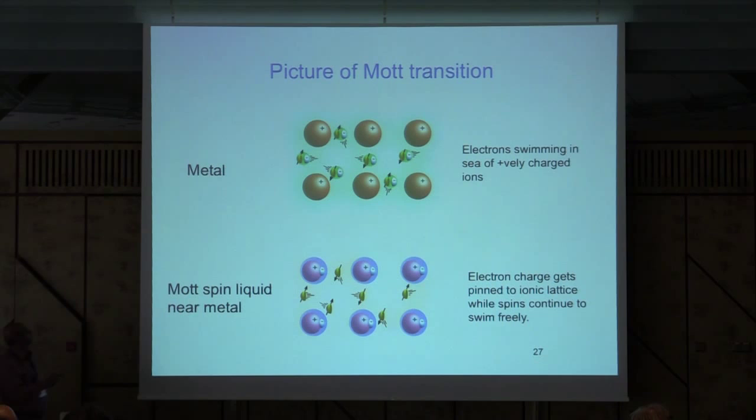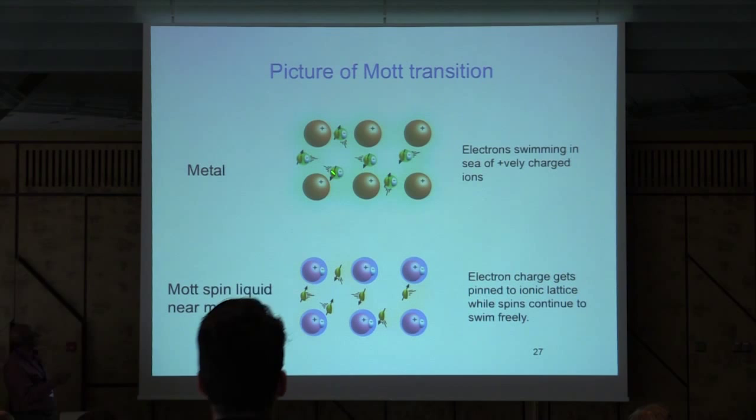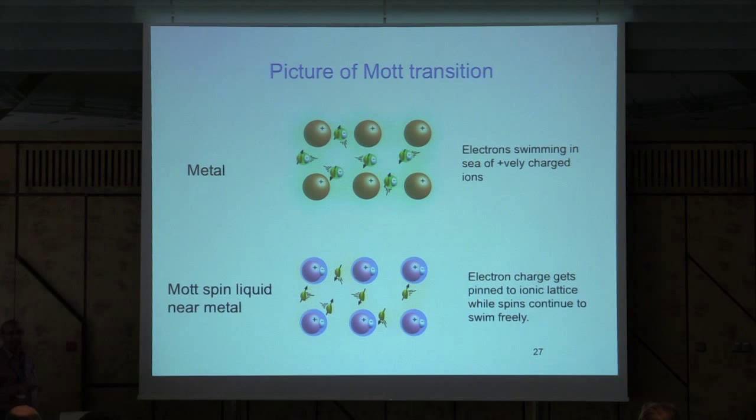And the picture is very simple. The picture of the metal from high school is that we have ion cores which are stationary, and there are mobile electrons that are swimming around freely. So what is the picture of the Mott insulator, the spin liquid that we get near the metal? The picture is that the charge of the electron gets stuck to these ion cores to neutralize these ions to produce neutral entities which are static, but the spin and the Fermi statistics continue to swim around freely. Okay, so that's how we think about the spin liquid Mott insulator.